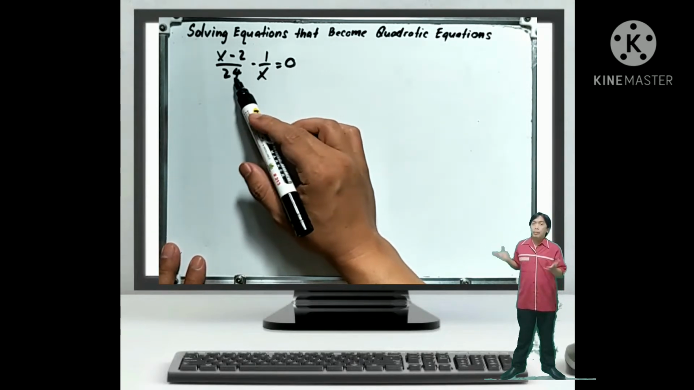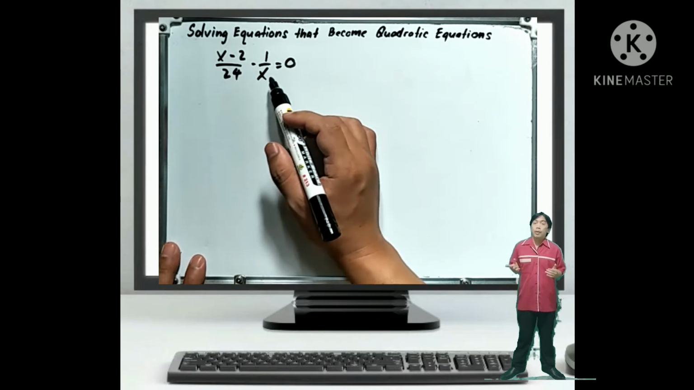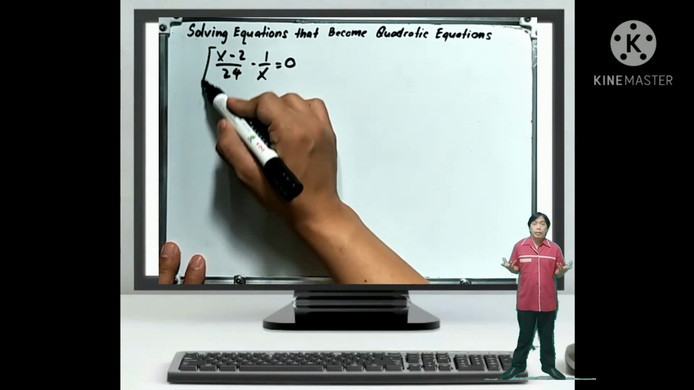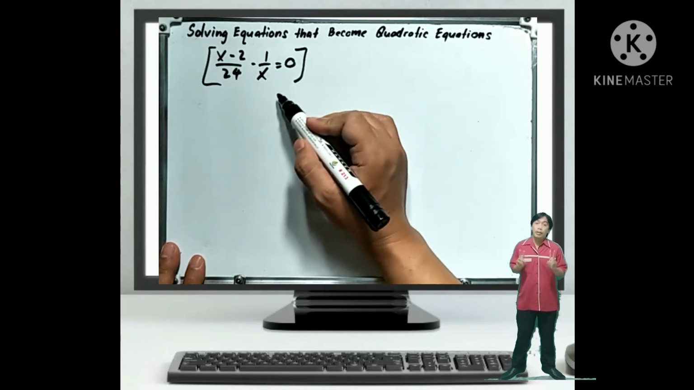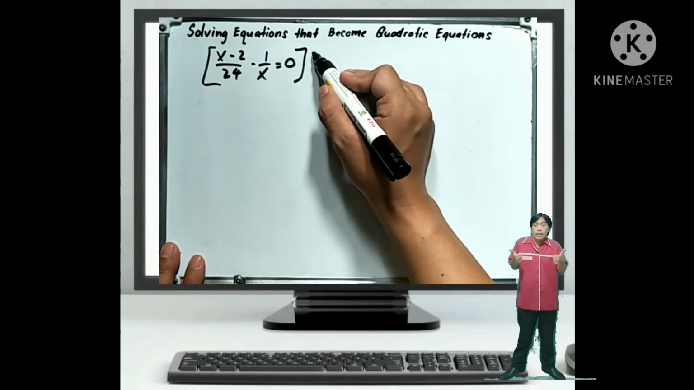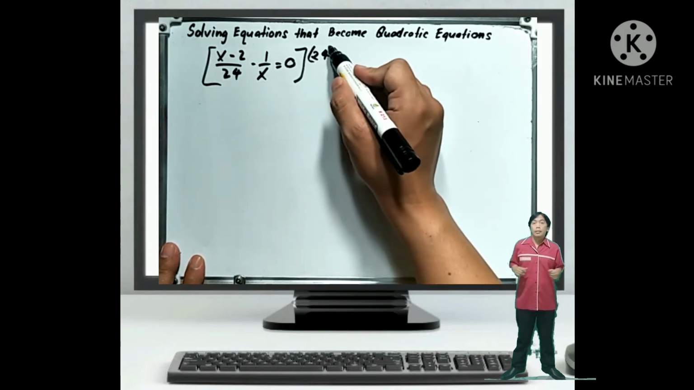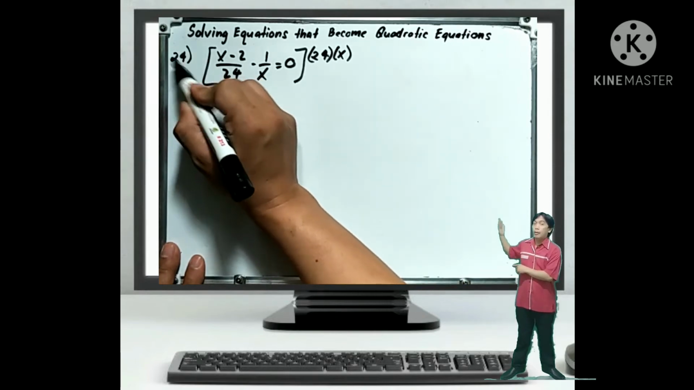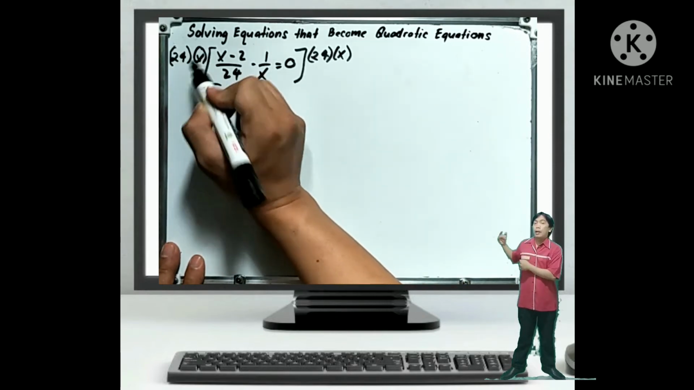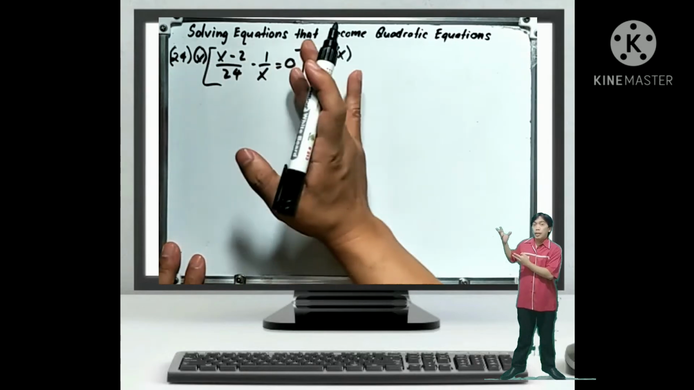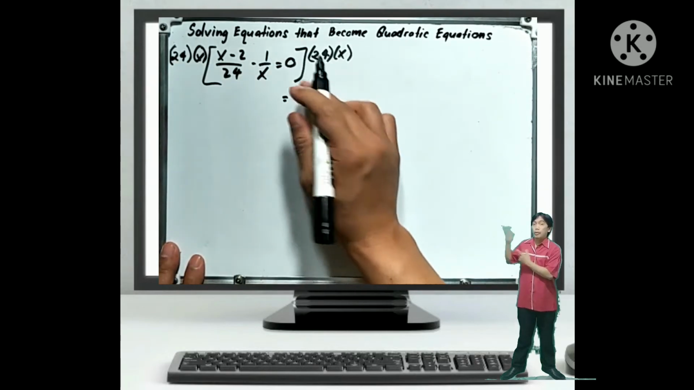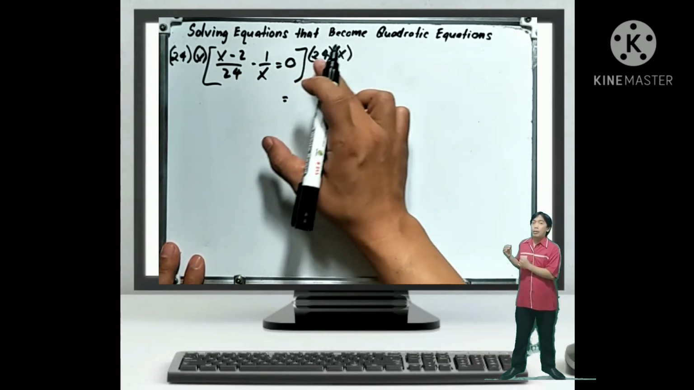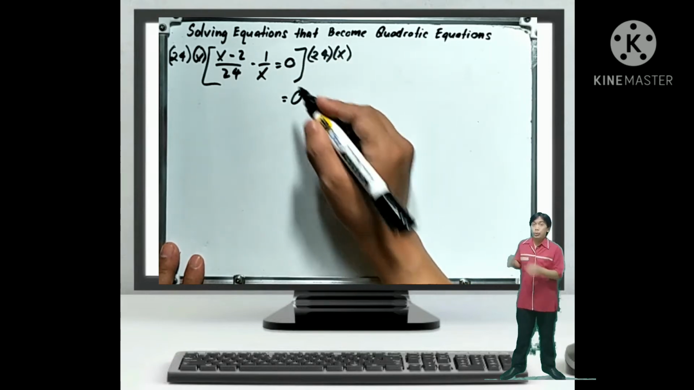So let us try to remove 24 and x by multiplying by the LCD. Okay, so the LCD of 24 and x is 24x. So I will just multiply both sides by 24 and x. Okay, so this is the left side, this is the right side. Since our right side is 0, 0 times 24 times x, the answer is 0.